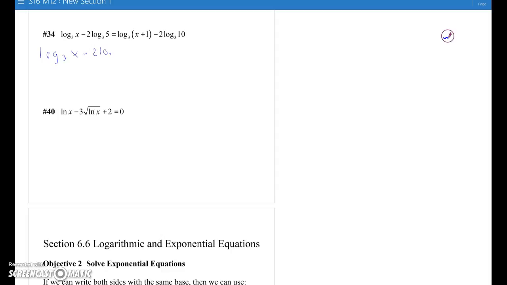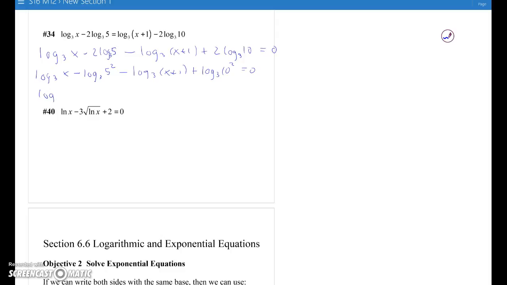So I would have the log base 3 of x minus 2 log base 3 of 5. Then I would subtract the log base 3 of x plus 1 and add 2 log base 3 of 10. And now I would have 0 on the right-hand side. So I know this is going to be log base 3 of x minus log base 3 of 5 squared minus log base 3 of x plus 1 plus log base 3 of 10 squared equals 0.